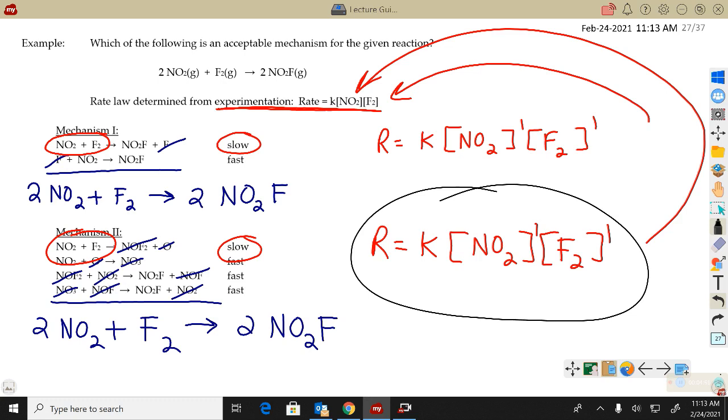Or is it more likely that it runs in 4 steps? I mean, eventually we want to try to keep our mechanisms relatively simple, because if I think about this on a particle level, the more steps I have to my mechanism, the more collisions that I'm relying on happening all effectively in order to get me from the reactants to the products.